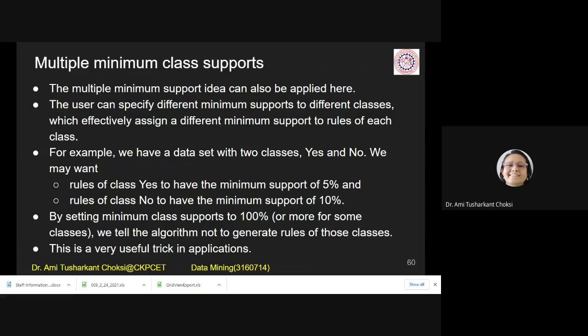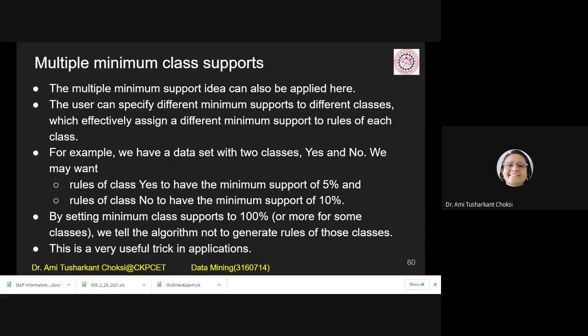The multiple minimum support idea can also be applied here. How to apply? Let us check it out. The user can specify different minimum supports to different classes, which effectively assigns a different minimum support to rules of each class.